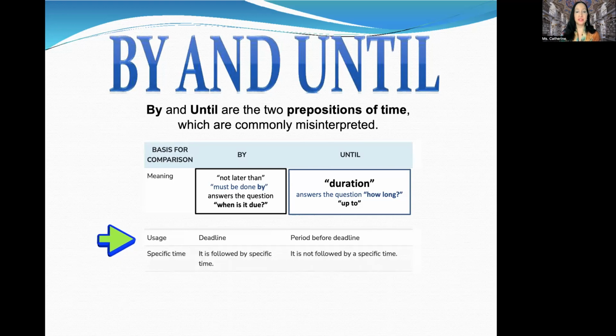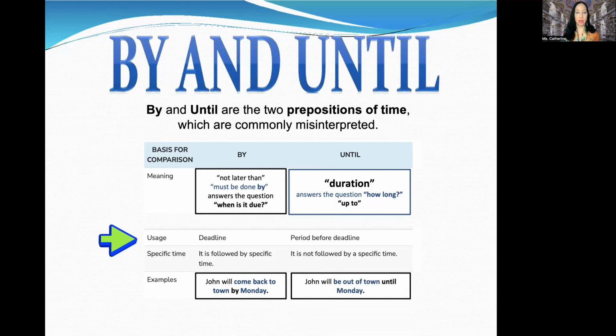Okay, the specific time of using by, it is followed by a specific time. Until is not followed by a specific time, at least typically. So some examples would be, John will come back to town by Monday. We can also say, John will come back to town not later than Monday. An example of until would be, John will be out of town until Monday. We can also say, John will be out of town up to Monday.